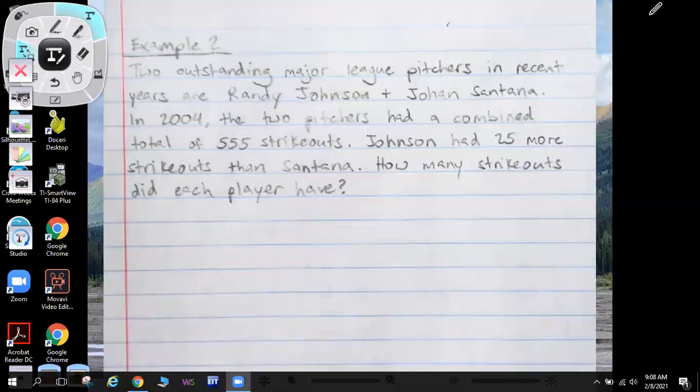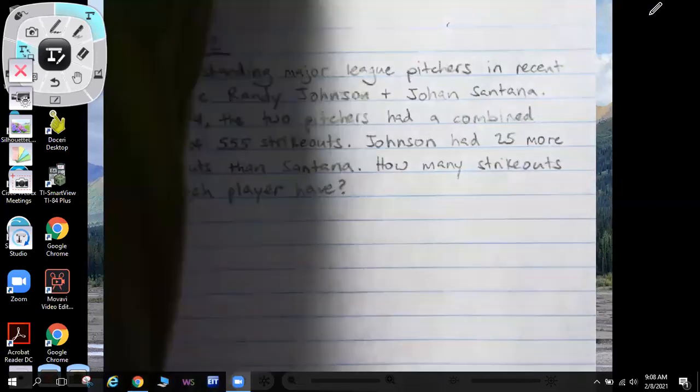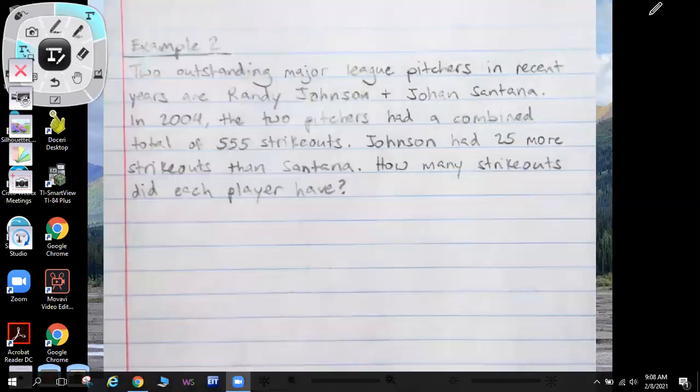Okay, let's read this problem. Two outstanding Major League pitchers in recent years, which I'm not sure when this problem was written because it mentions 2004. That's not very recent anymore, but it is what it is. Two pitchers, Randy Johnson and Johan Santana. In 2004, the two pitchers had a combined total of 555 strikeouts. Johnson had 25 more strikeouts than Santana. How many strikeouts did each player have?